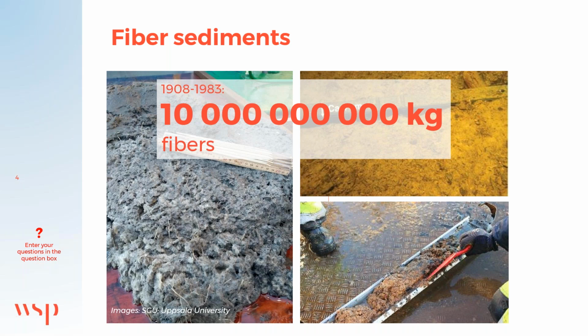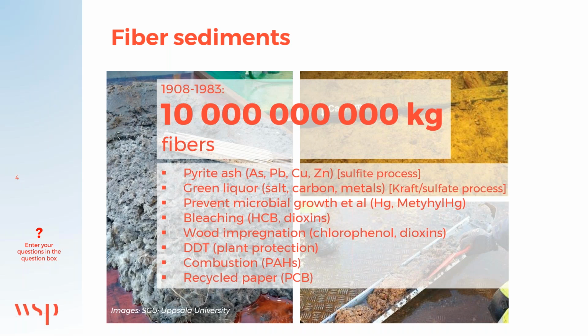But a lot of contaminants were released together with the fibers, either substances that were used in the paper and pulp mills or pesticides from the forest industry. And here are some examples of contaminants associated to the fibers. I won't go into them all, but I can mention heavy metals from pyrite ash or green liquor, and they are different waste products depending on if it's a sulfite or sulfate mill, sorry. Mercury and methyl mercury to prevent microbial growth on the pulp sludge. There were bleaching chemicals and plant protectors, among other things. So as you can see, there can be a lot of different contaminants in the fibers.